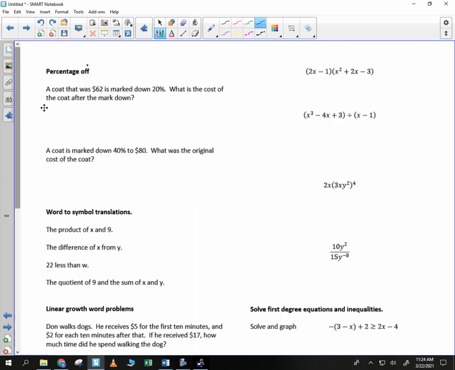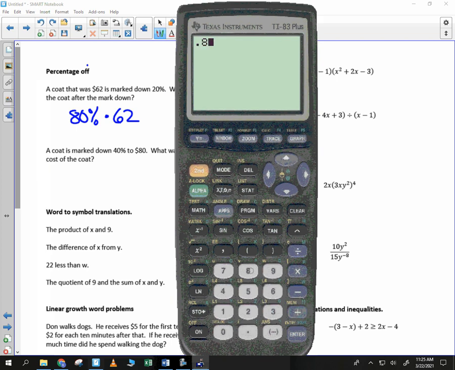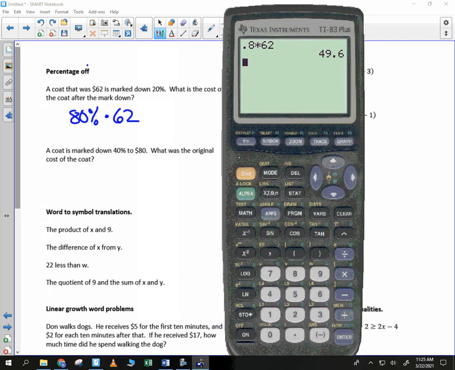Okay, flip it over. A coat that was $62 is marked down 20%. What is the cost of the coat after the markdown? So if it's marked down 20%, what percent remains? 80%. So the coat is 80% of its original value. Okay, so we're going to find out 80% of 62. And we get $49.60.